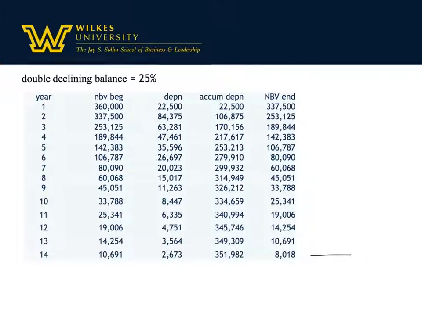Well, remember back when we did our straight line? Our straight line was $43,750. What typically happens in companies like this is once your depreciation drops below $43,750, you'd have been better off doing straight line. So this is the point where it no longer makes sense to use double declining balance. So it ends up being converted from double declining balance to the straight line method.